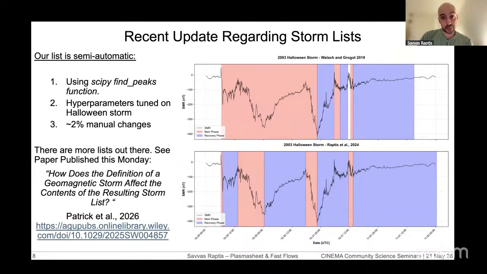And just a recent update regarding this list and other lists is that basically our list is what I call semi-automatic. In practice, it just uses a SciPy function that finds peaks and then has some parameters to tune it based on a complicated storm, which we use the Halloran storm as a good example. And then it has, I would say, 2% manual changes. Those were handmade just to make sure that there is no weird thing missing.